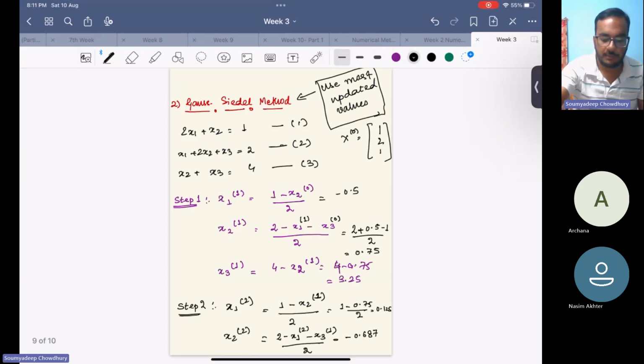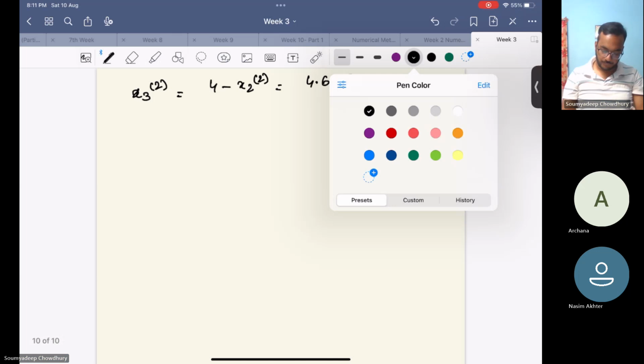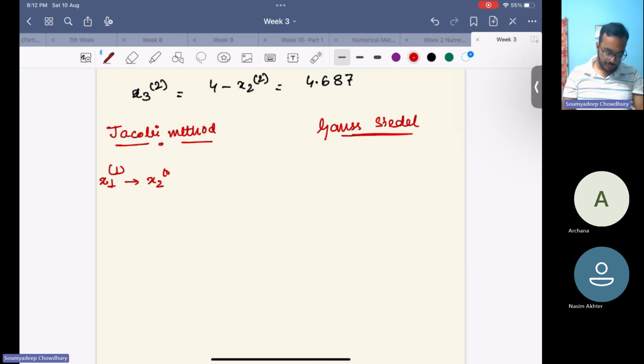Okay, so this is the difference between the Jacobi and the Gauss-Seidel method. I'll just write it down and then we'll go to the next topic. So if we write Jacobi method and Gauss-Seidel here. In order to find x1 of 1, we are using x2 of 0, x3 of 0. To find x2 of 1, we are using x1 of 0, x3 of 0. To find x3 of 1, we are using x2 of 0 and x1 of 0.